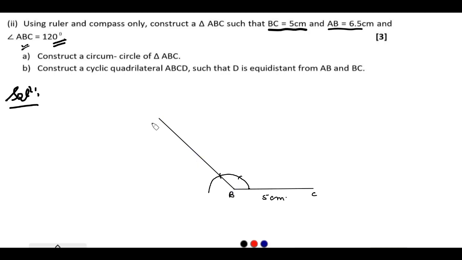This will be AB. Join A and B. Join A and C. This will be our required triangle ABC. Now construct a circumcircle of triangle ABC. For a circumcircle, we have to draw perpendicular bisectors of two sides.